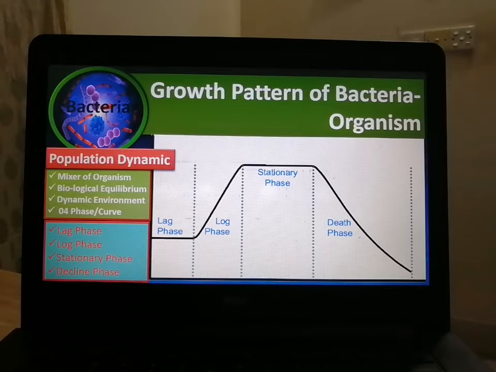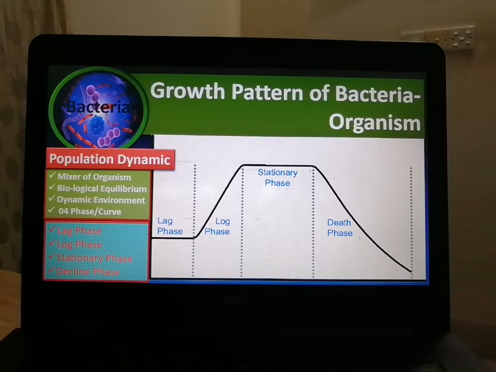If we understand the growth pattern, that we call population dynamics, and that is the graph you can see on the screen. Especially when bacteria start to grow, they grow in different phases, and as per discussion, analysis and research, scientists or microbiologists divided the bacteria growth phases into 4 phases. The phases are lag phase, log phase, stationary phase, and death phase.